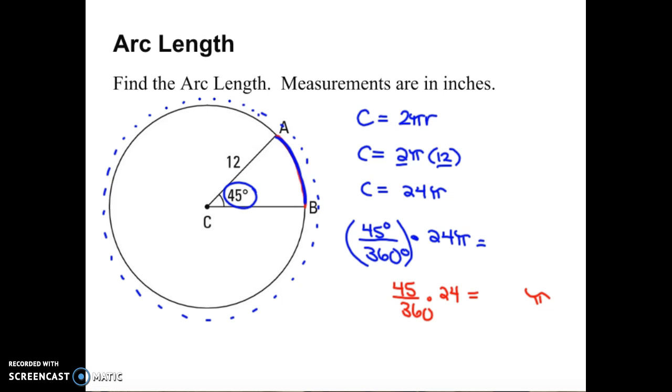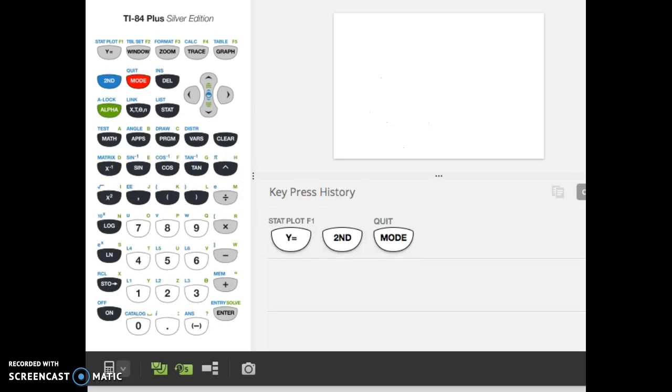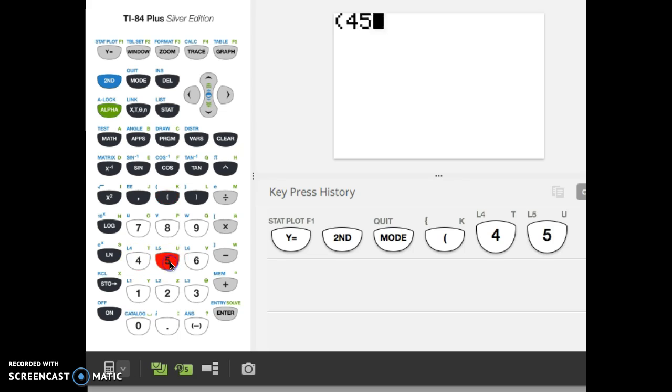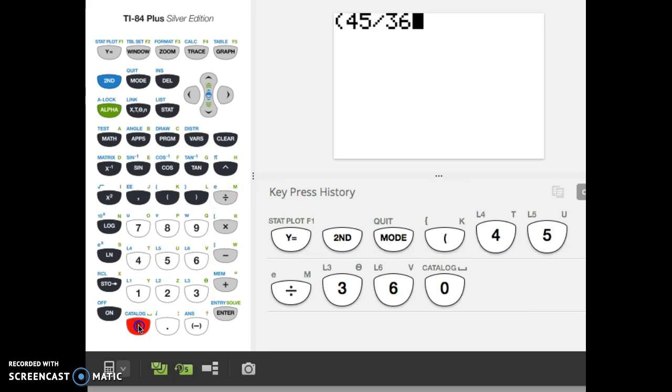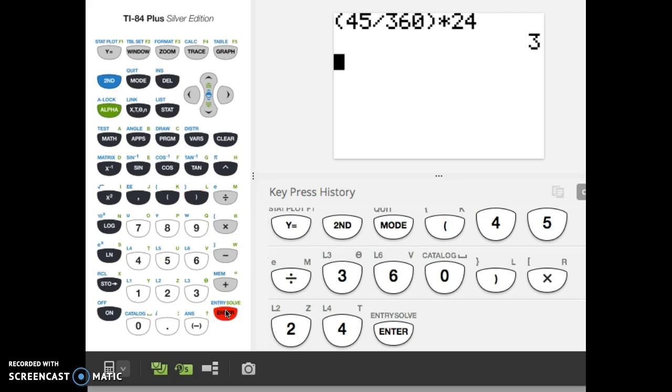So let me go ahead and do that on my calculator and reduce it. Alright, so if I want to do that, I'm simply going to go to my calculator. I'm going to put in parentheses 45 out of 360, so 45 divided by 360, and I'm going to put times 24. I'm going to hit enter. That's easy, it's just 3. So my answer should be 3 pi.